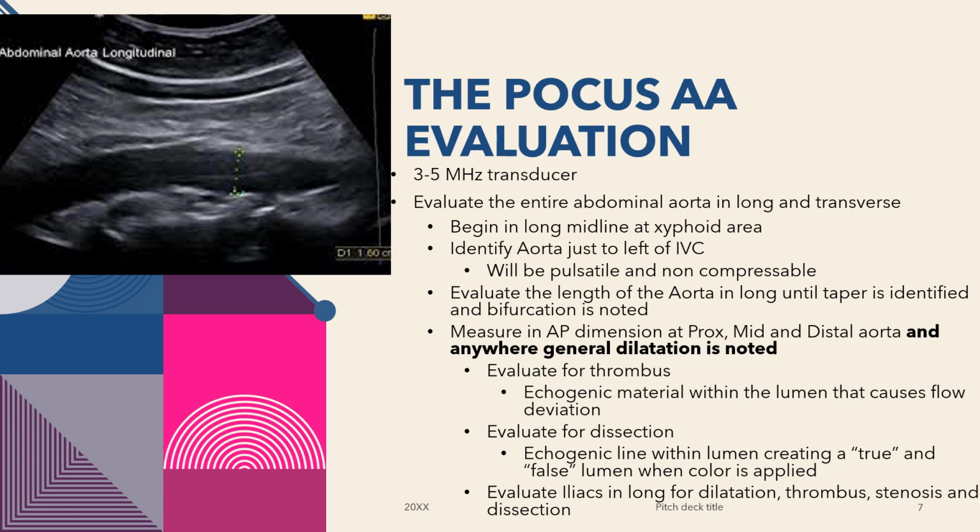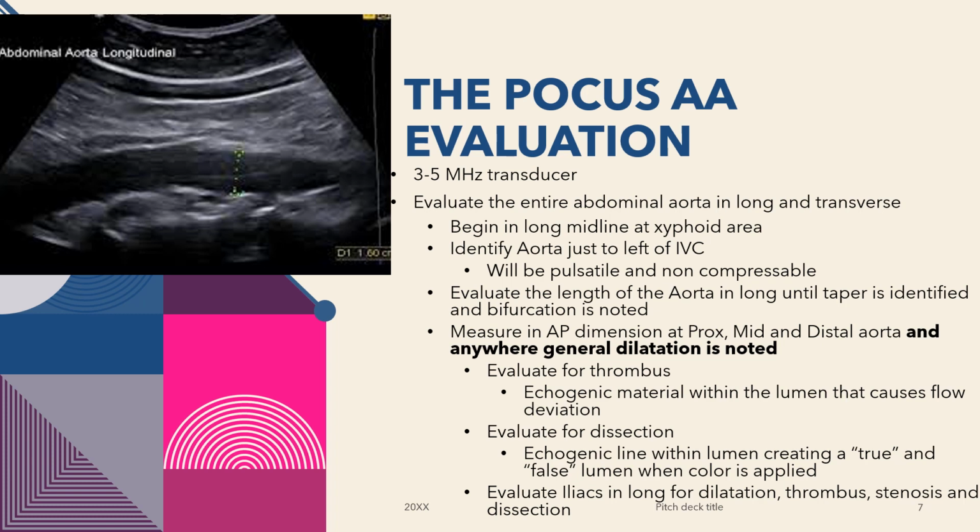So when you're completing a POCUS abdominal aorta ultrasound, you're going to use your general abdomen transducer, usually about a 3 to 5 megahertz transducer. Obviously, if your patient is much larger in size, you may have to decrease that frequency down to maybe even 1.5 to 2. As you decrease that frequency, you are going to have a decrease in resolution, which is going to make those thrombus, dissections, things like that more difficult to identify, but it can still allow you to demonstrate the diameter of the lumen. You're going to want to evaluate the entire abdominal aorta in long and transverse.